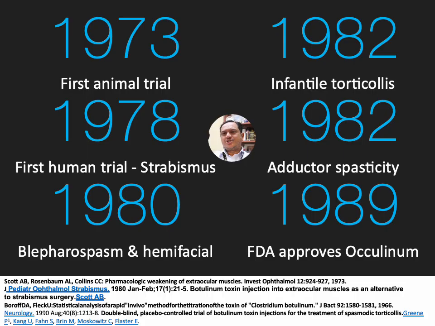The first animal trial started as far back as 1973, but the first human trial for strabismus was done in 1978. In 1980 it was already being used for blepharospasm and hemifacial spasm. In 1982 it was used for infantile torticollis and adductor spasticity. And finally, in 1989, the FDA approved Oculinum for use in strabismus and blepharospasm and facial uses.